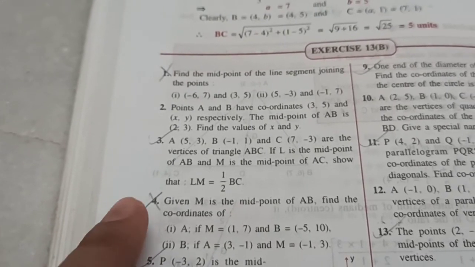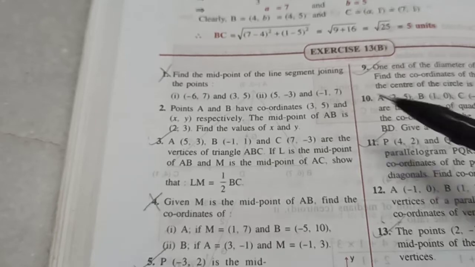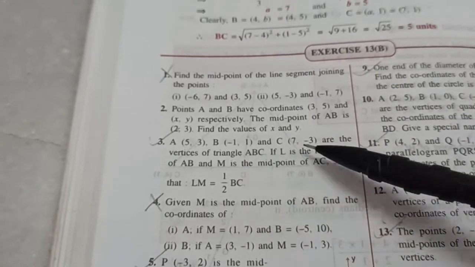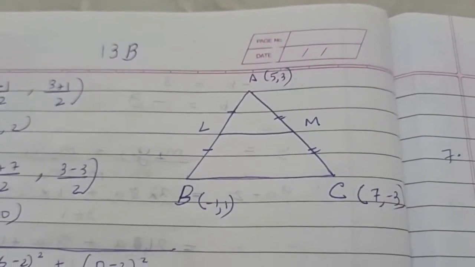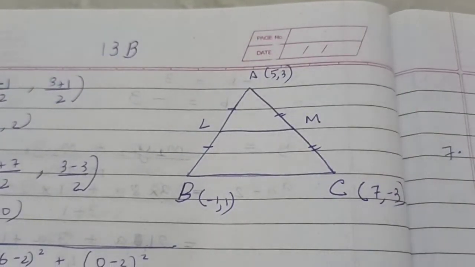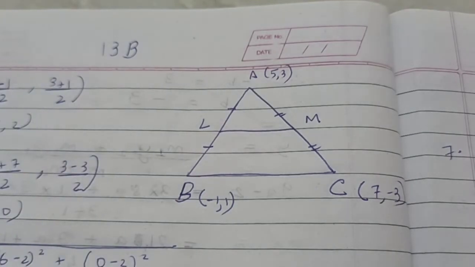Let's start with the third sum. A, B, C, three coordinates are given. They are the vertices of the triangle. L and M are the midpoints, and we have to prove that LM is half of BC. Well, the midpoint theorem tells us that if L and M are the midpoints, then LM is indeed half of BC and LM is parallel to BC. It's a midpoint theorem we studied in geometry. But here we are going to use the midpoint formula to prove the same thing, not geometry.